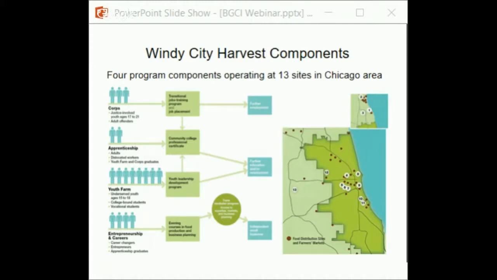We have 13 sites across the Chicago region. 10 of those are in the city of Chicago, and together they encompass approximately 7 acres of farmed land. So in contrast to the Science Career Continuum program, which takes place at the Chicago Botanic Garden, this is really a community-based program. 95% of the work that we do takes place in Chicago communities.